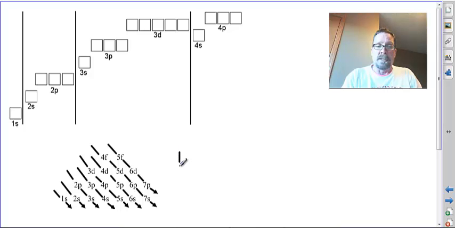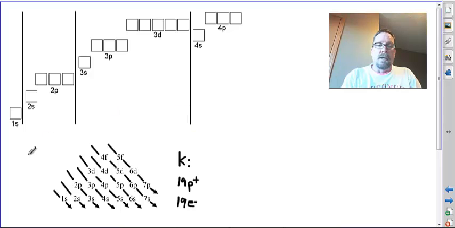Say I have potassium, which has 19 electrons. I know that because I look at the periodic table. It has atomic number 19, which means it has 19 protons by definition. But then I can assume it also has 19 electrons, and since we are just talking about a neutral atom, that would be true.